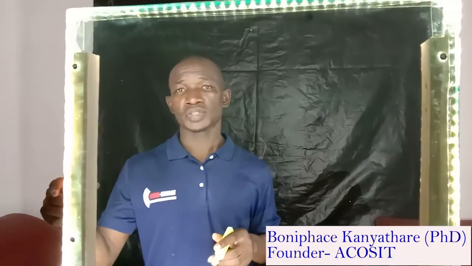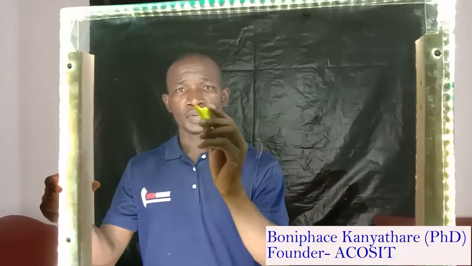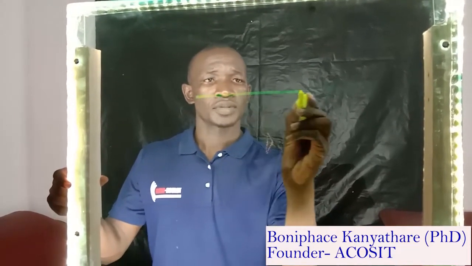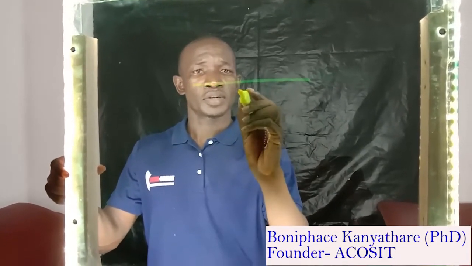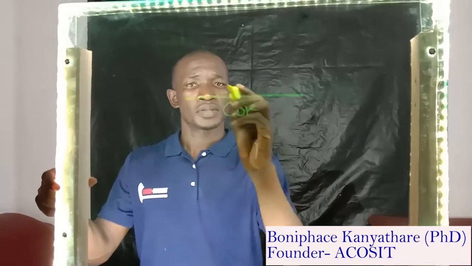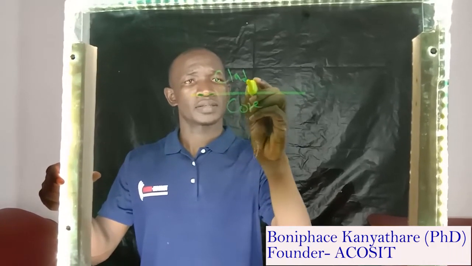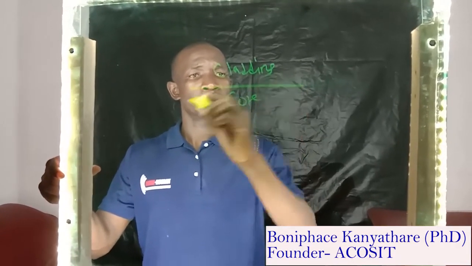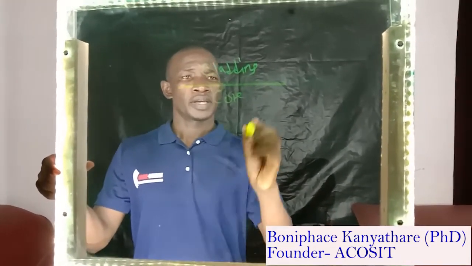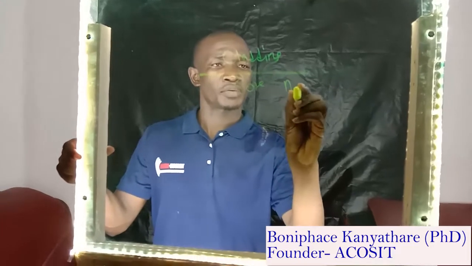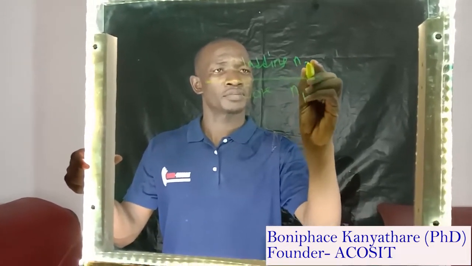There is a very important formula that we must consider. It's called Snell's law. If you recall, I said previously, this is our core, this is our cladding. And here we have N1, here we have N2.